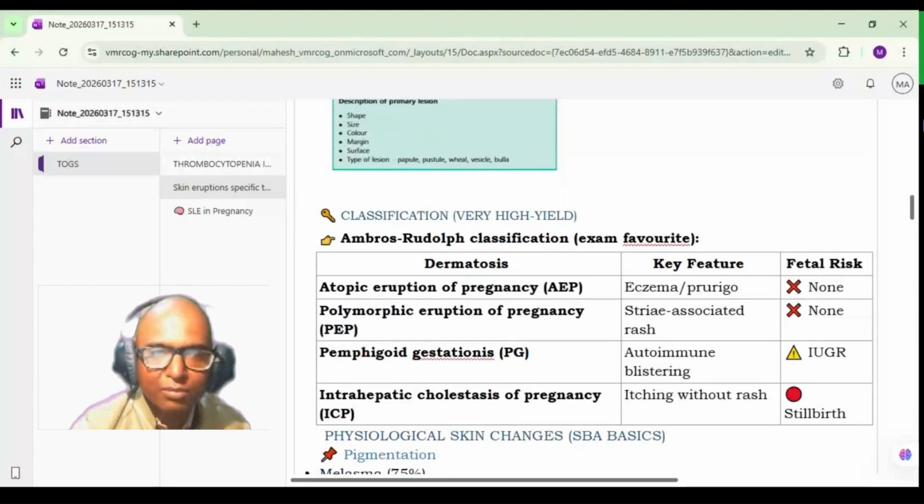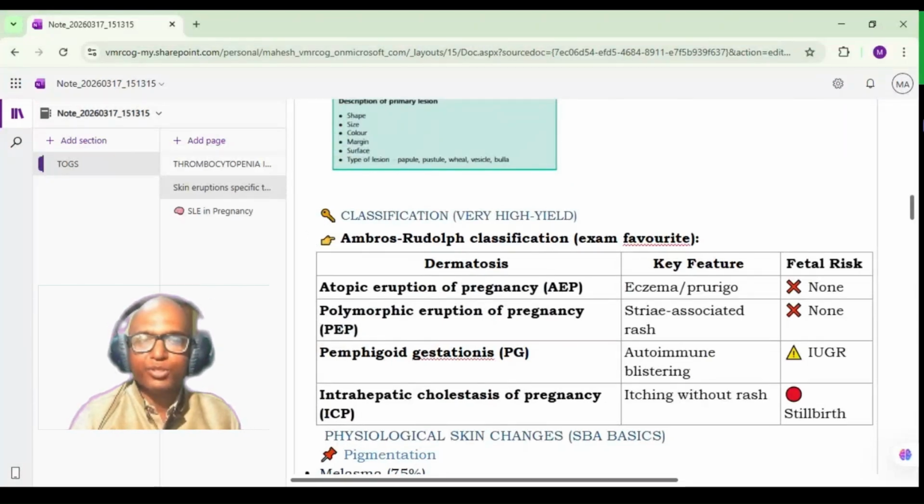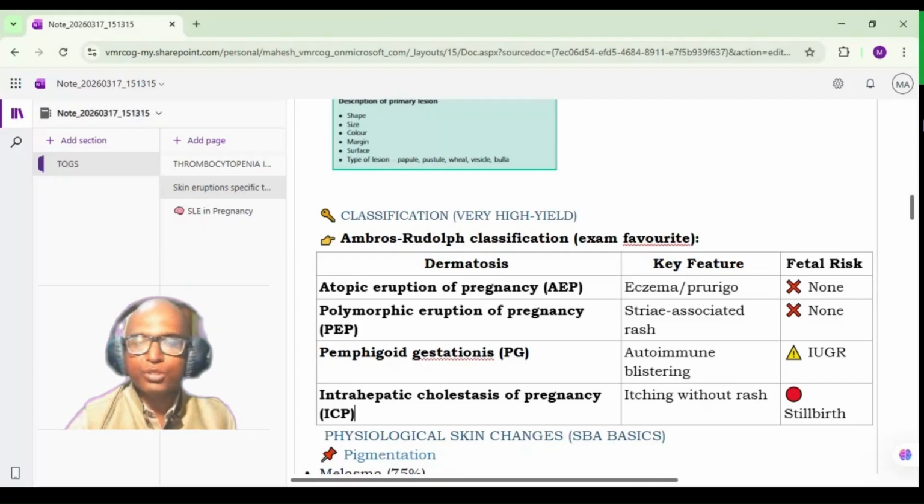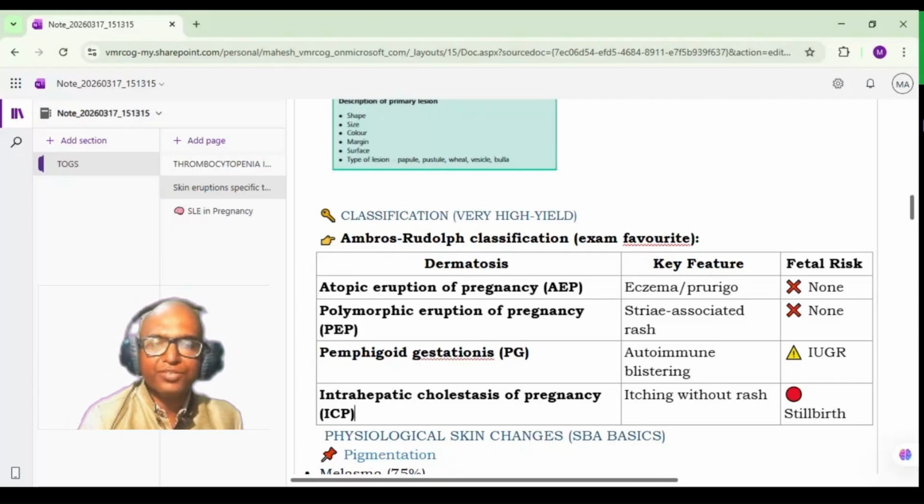Welcome all to the maternal medicine module, and we'll discuss the topic: skin eruptions specific to pregnancy. In this topic, we should know there are four important conditions, and there is an Ambros-Rudolph classification for these eruptions. That is atopic eruption of pregnancy, then polymorphic eruption of pregnancy, pemphigoid gestationalis, and intrahepatic cholestasis of pregnancy. That is AEP, PEP, PG, and ICP.